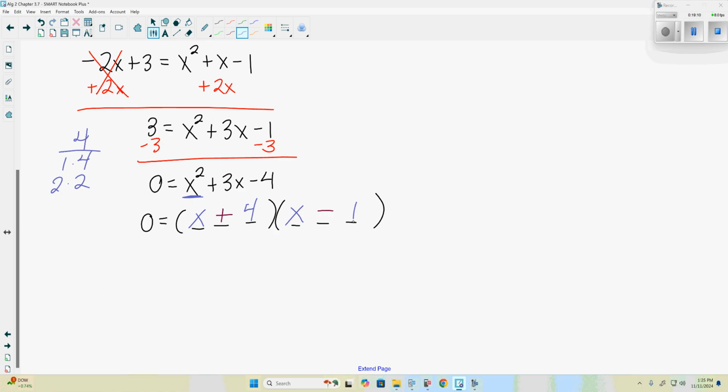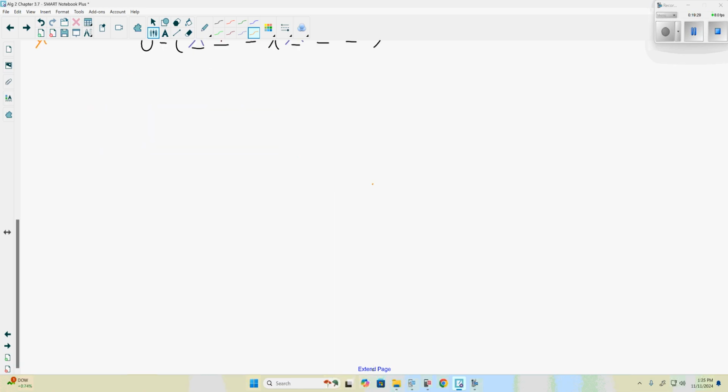Now we can check and make sure that these are the correct factors, and they are. Because our x times negative 1 would be negative x, and our positive 4 times x would be plus 4x, giving us a positive 3x, which is indeed the middle term that we wanted.